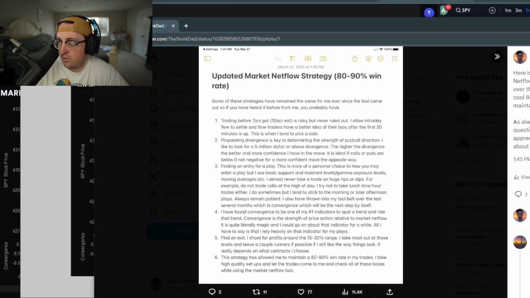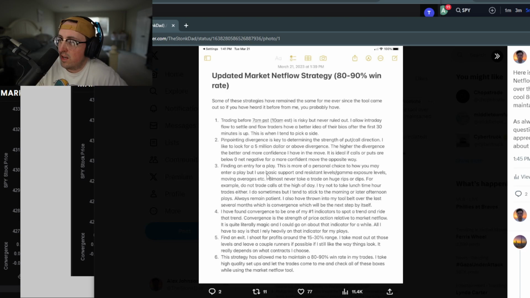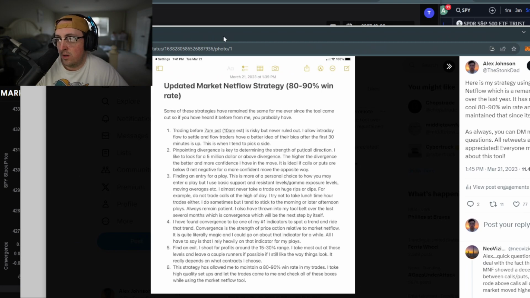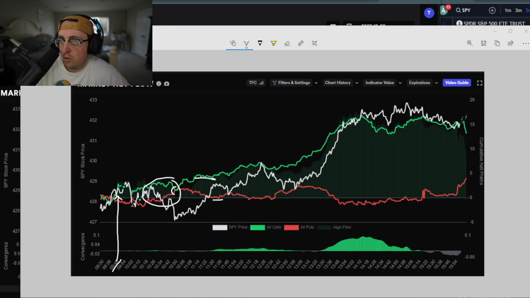So let's move on to, okay, that was number 1, now number 2, finding an entry for a play. So this is more of a personal choice for you guys. So if you guys use charting or EMAs or patterns, whatever you guys choose to do when you enter a trade, flow is more of a confirmation tool to be using, not so much trading it exclusively. Now I use flow pretty much as my main decision making on which way it should be trading.